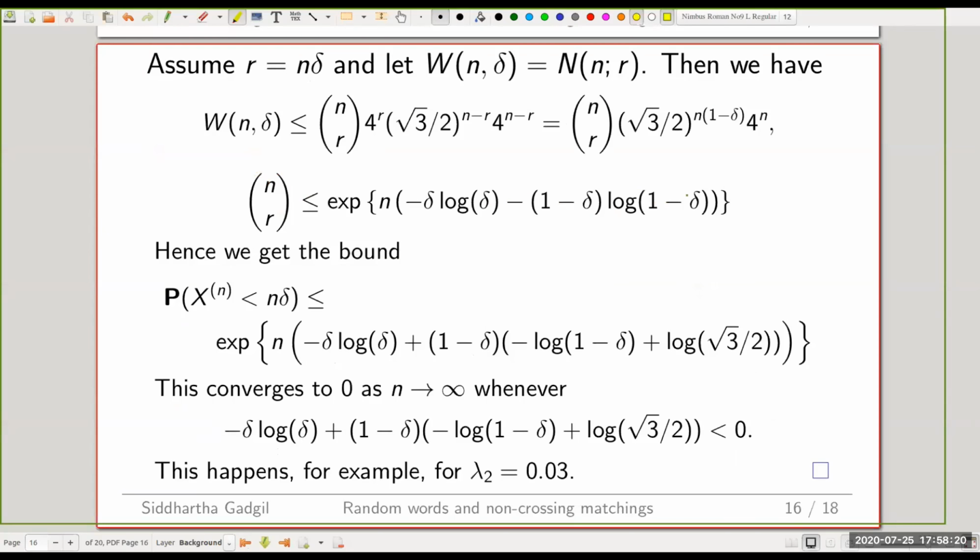So where do we get, okay, we get with a calculation. Just a couple more slides and then I'm done. So here is a calculation. Remember, I've changed notation to the notation in our paper. So I'm letting W and delta be N and R. Delta is now the proportion. R is N times delta. Okay.